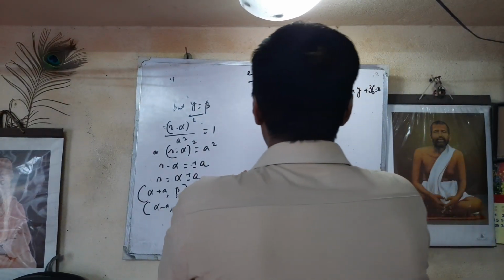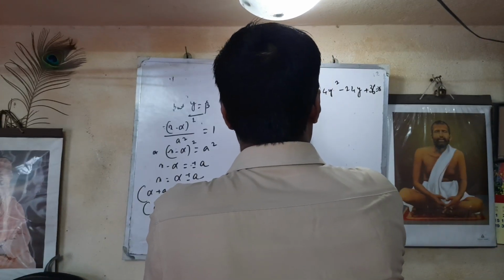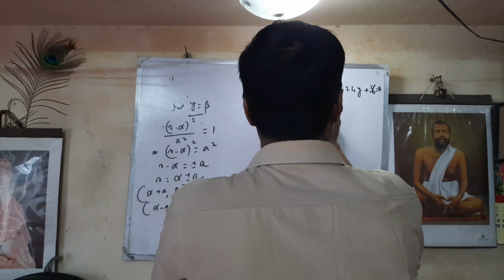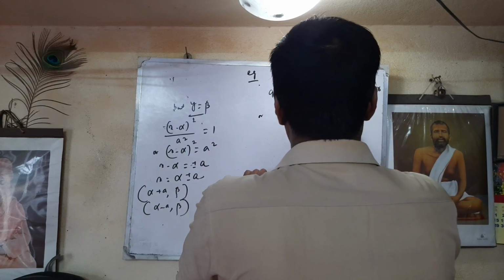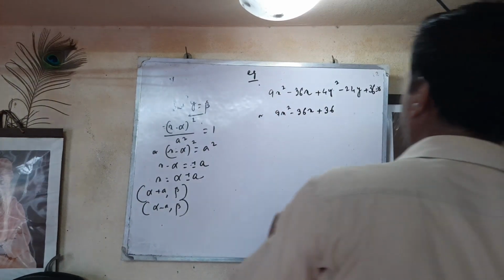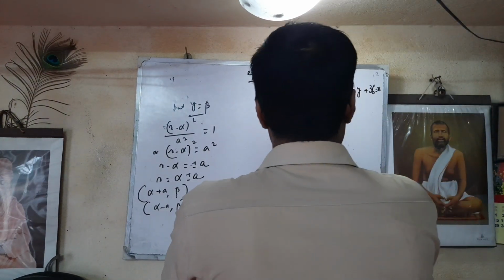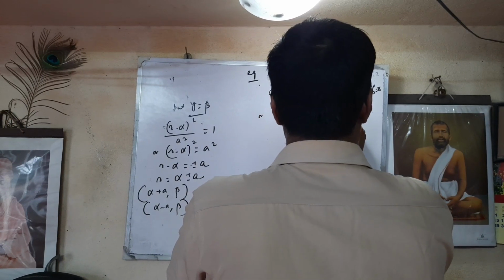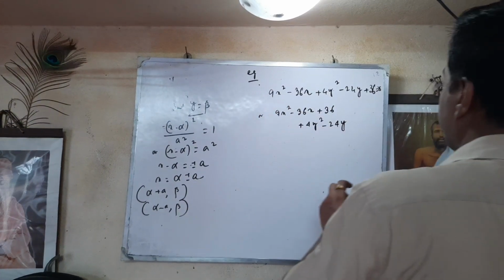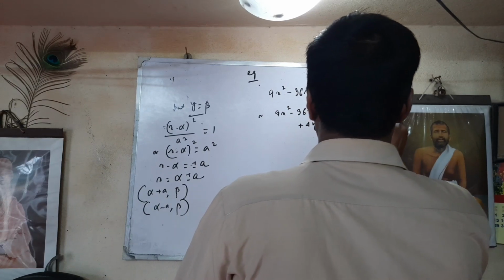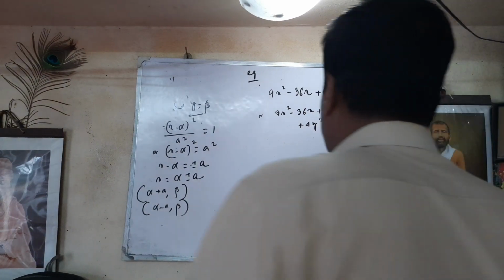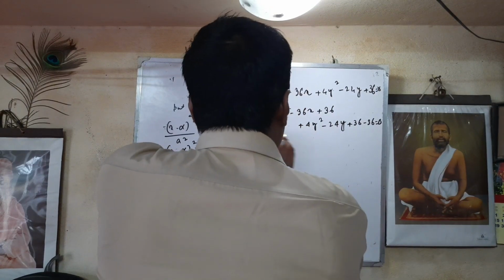Now let us write it as 9x square minus 36x plus 36 plus 4y square minus 24y plus 36 minus 36 equal to 0. I am writing in this form. Let us check if this is quite okay.